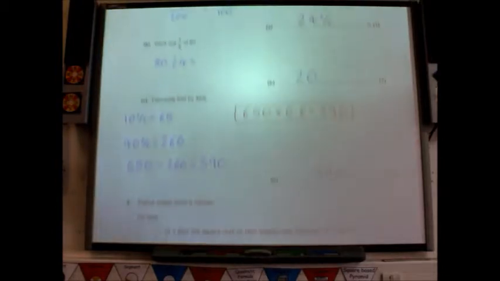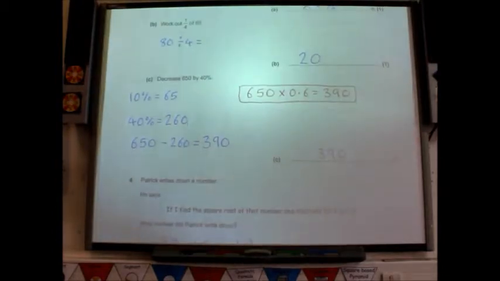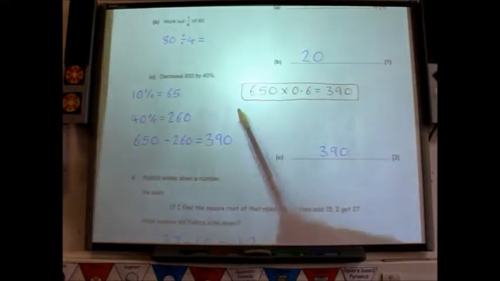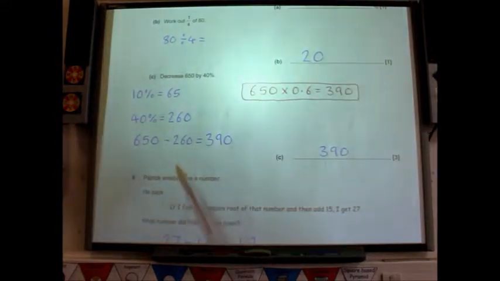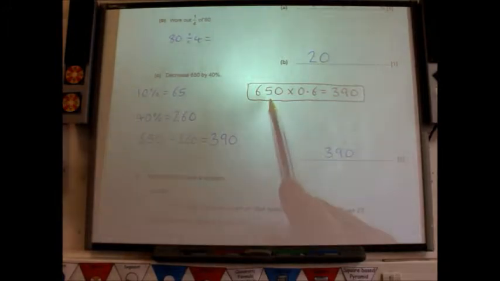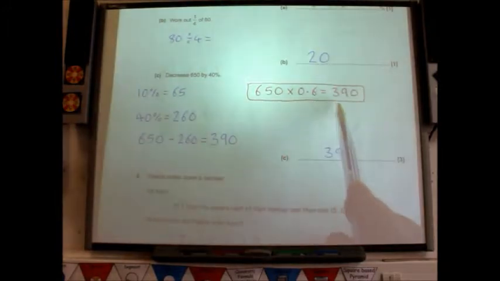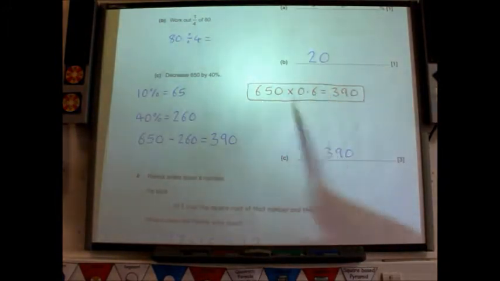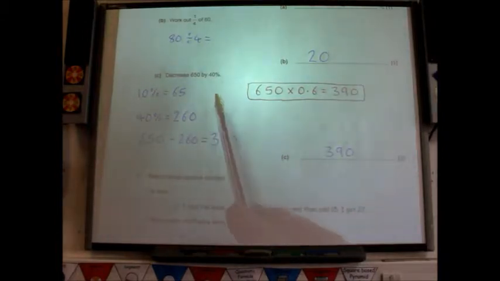Part C, decrease 650 by 40%. There's lots of ways of doing this. It's a calculator paper, so if you're familiar with this method, that's the quick way of doing it. If you're not sure about it, ask your maths teacher, they'll take you through it. But this one here is a nice way of doing it.